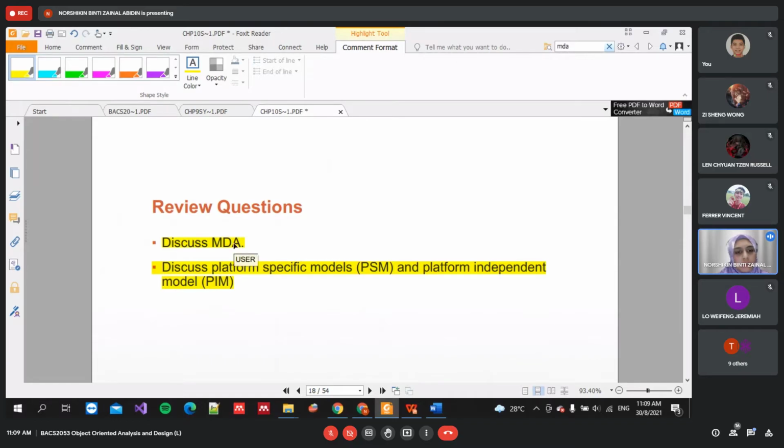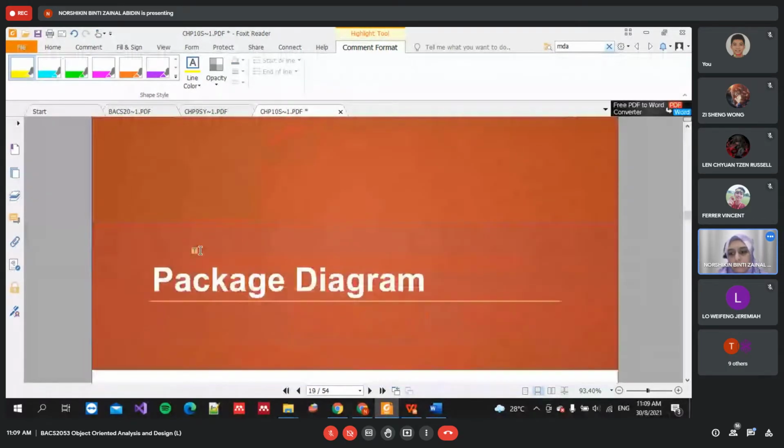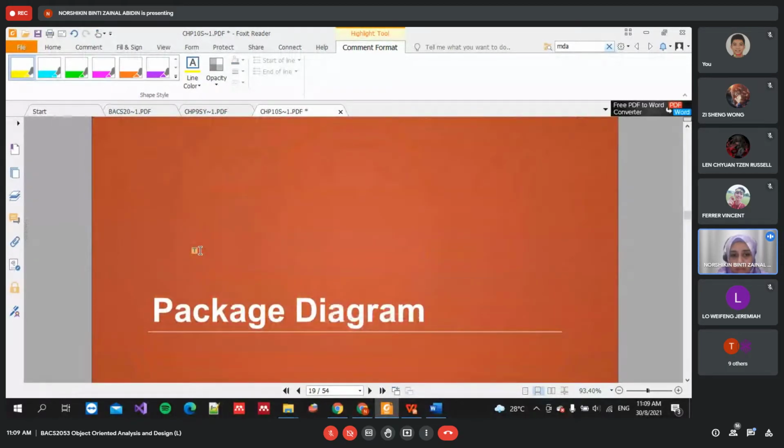So MDA is model driven architecture. It is a software approach in our software design, development, and implementation. Okay, so now this is where we will start our diagrams, but it's more to concept actually.